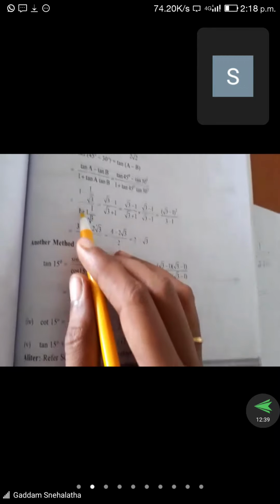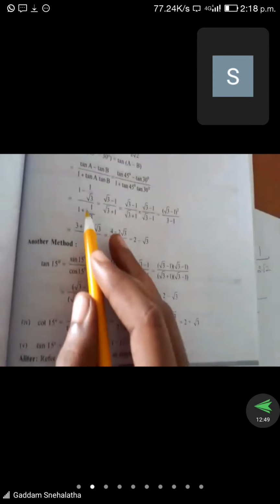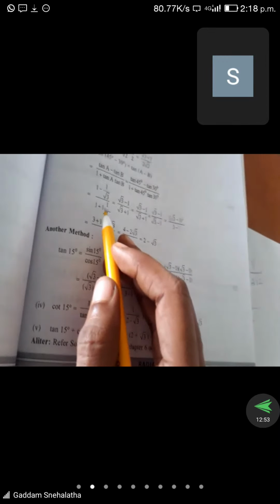So root 3 into 1 is root 3, and here also the denominator is root 3. So we have plus 1, and the denominator root 3 and denominator root 3 cancel. So we get root 3 minus 1 by root 3 plus 1. So we are doing rationalization here.